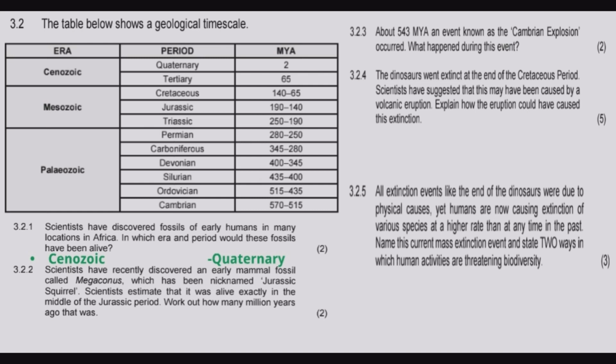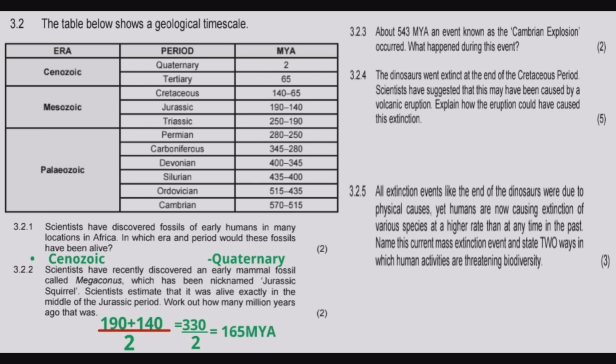So what we're going to do is write 190 plus 140 divided by 2. Here we want to find the average of 190 and 140. First we add 190 plus 140, which gives us 330, then divide by 2. 330 divided by 2 gives us 165 million years ago. So that is the answer, 165.